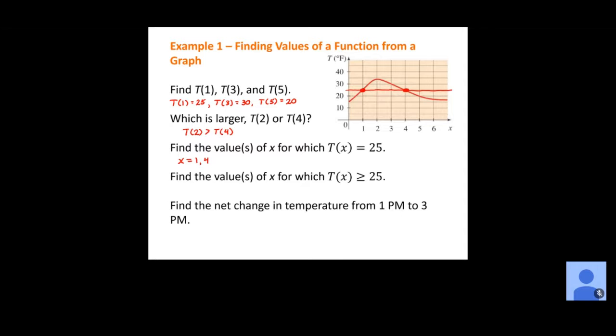All right, and now we want to know the values of x for which T of x is greater than or equal to 25. Well, notice here, my graph is always above that line of 25, everywhere between 1 and 4 this time. So I'm going to have an interval of values from 1 to 4. And because it's greater than or equal to 25, we are going to include the 1 and the 4, because at those points, it would be equal to 25. So that entire interval from 1 to 4, including 1 and 4, would be greater than or equal to 25.